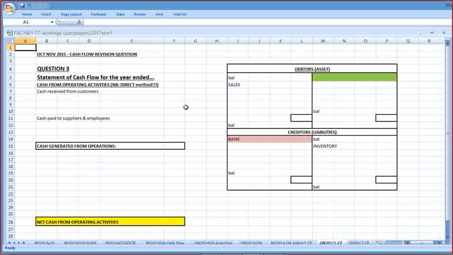Okay, so now I'm not going to do it. You're going to do it. You guys probably haven't done this question yet. So try it now, just for these two workings. Finish the debtors and finish the creditors T accounts. Okay.